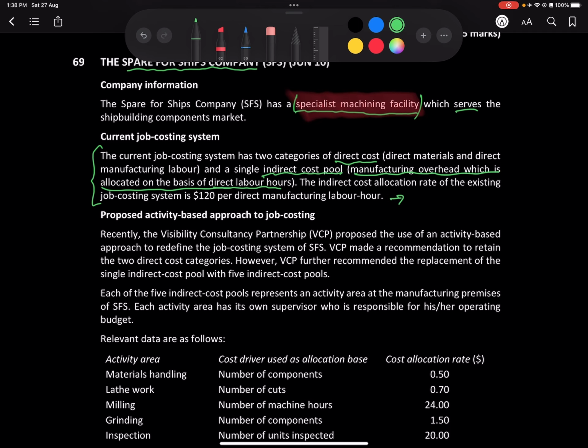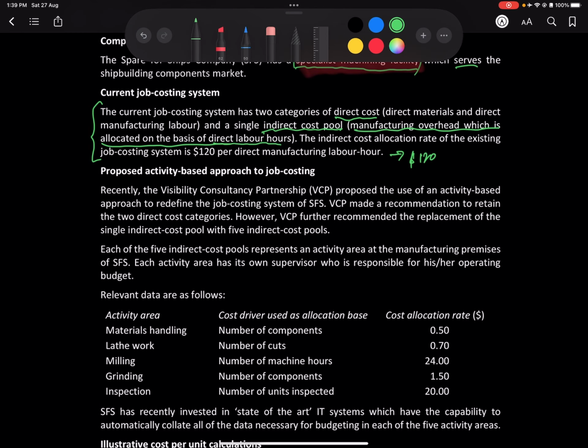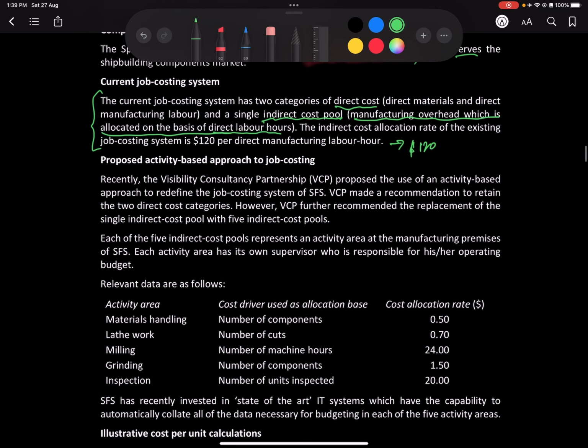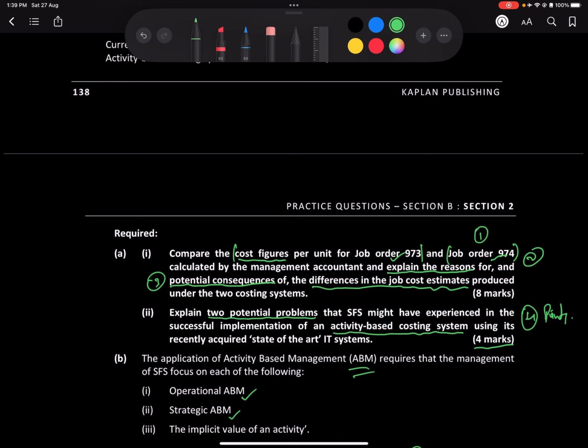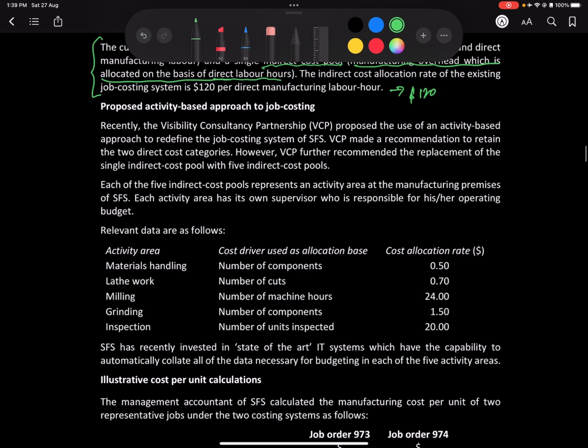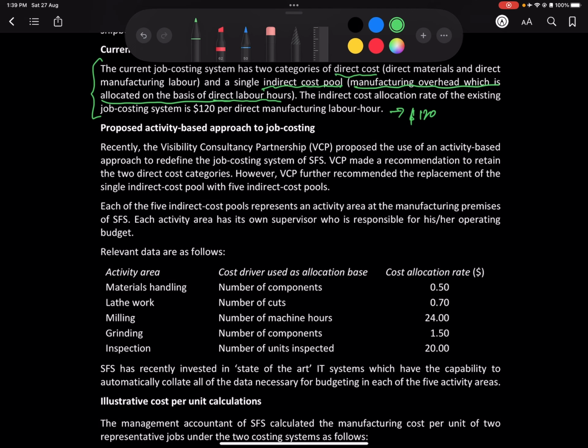So they are assigning an overhead of 120 per labor hour. And then the proposed activity based approach to job costing. Remember the requirement here: cost figures per unit for the job orders, both prepared by the management accountant, and then the reasons and potential consequences of the differences in job cost estimates produced under the two costing systems. So we need to compare both of them.